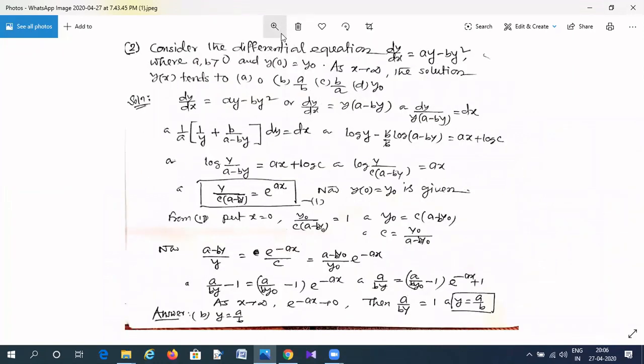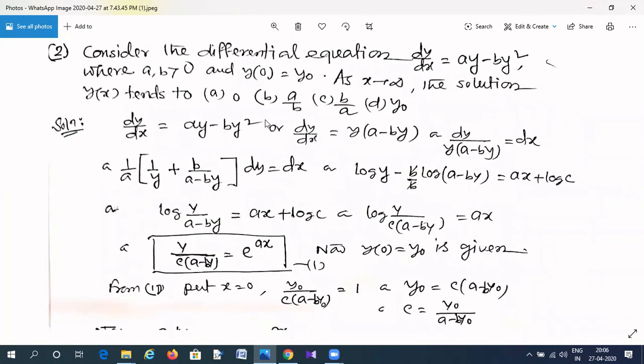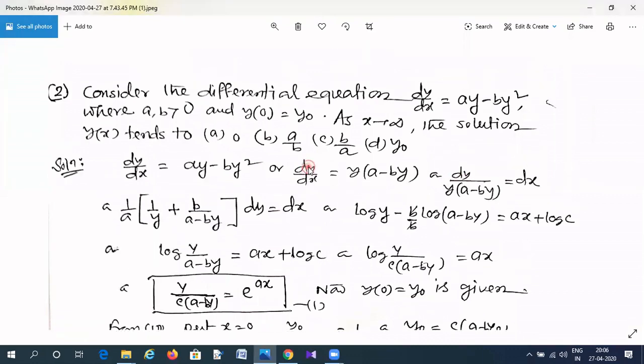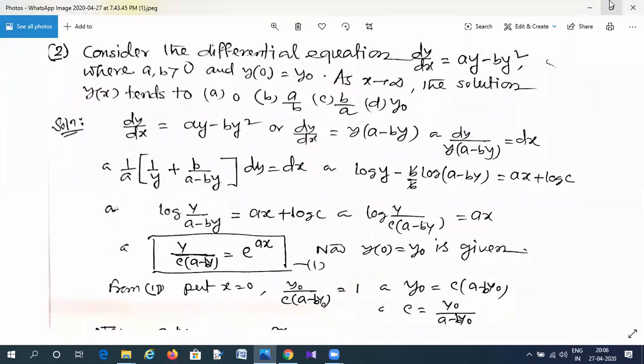Question number 2 is a very important question, and it is a conceptual question. Consider the differential equation dy/dx = ay - by², where ab is positive, and y(0) = y0. As x tends to infinity, the solution y(x) tends to: option A, 0; option B, a/b; option C, b/a; option D, y0.